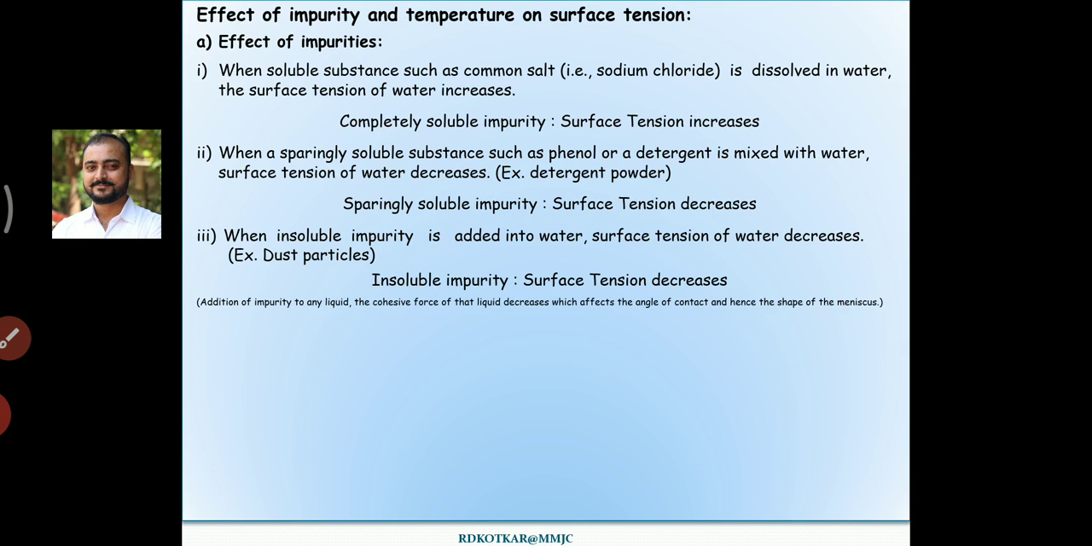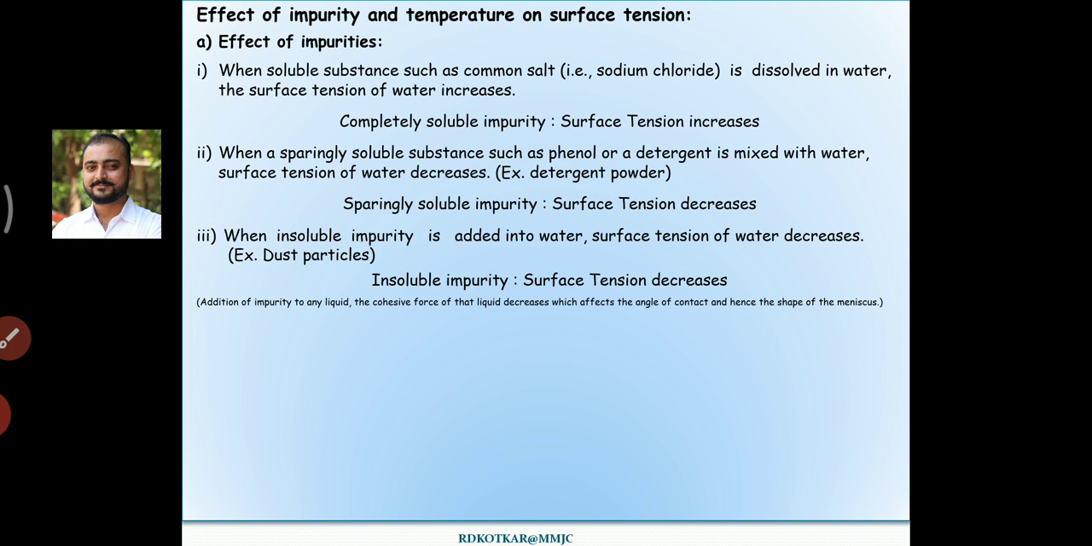Next, when an insoluble impurity is added into the water. What is an insoluble impurity? It is like dust. Surface tension also decreases. Remember a simple example: if you put a glass filled with water on a table for a longer time, you will observe some dust particles settle down on the surface of the water. That is the dust particles.